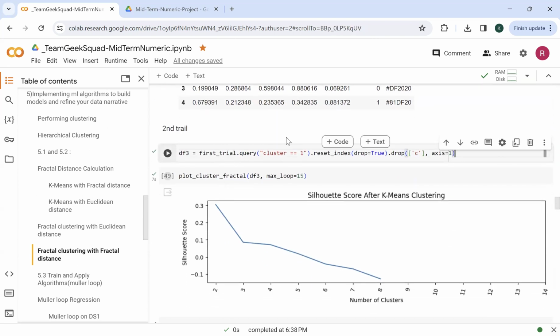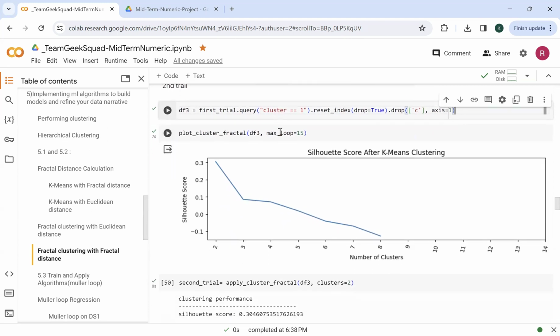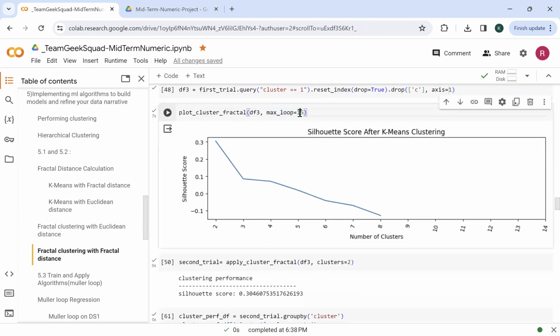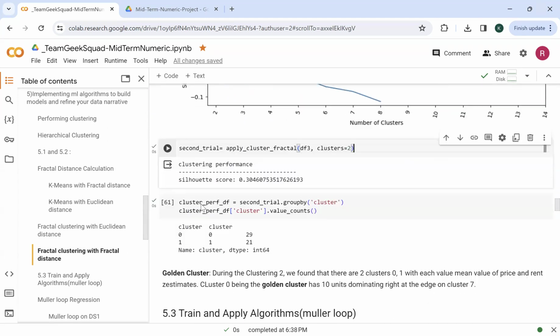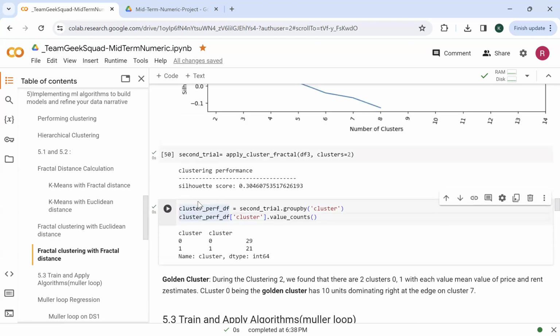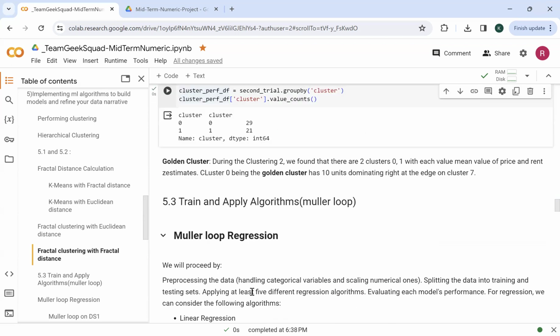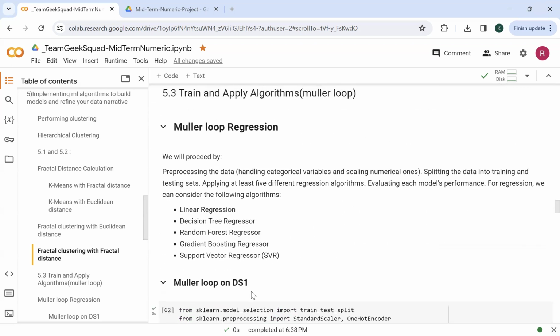Here we have taken the indexes like the cluster number and the loops. We can change the maximum number of loops. And next, in the same way, the silhouette score and SSC are found. Here we can identify that 29 is greater than 21. So we can say that the zeroth cluster is the golden cluster.